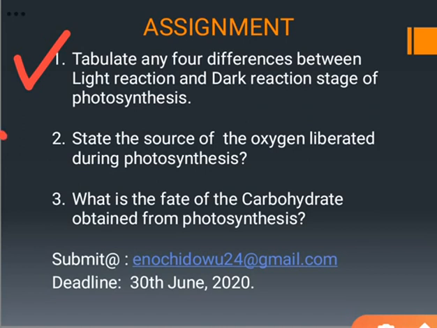Number 2. State the source of oxygen liberated during photosynthesis. Number 3. What is the fate of the carbohydrate obtained from photosynthesis? What is the fate? What will it do to plants and animals?